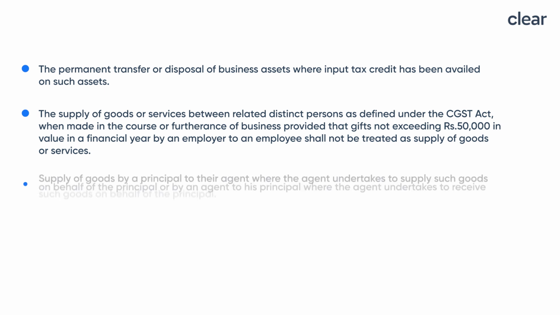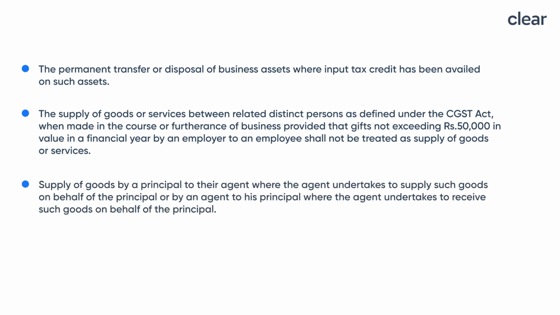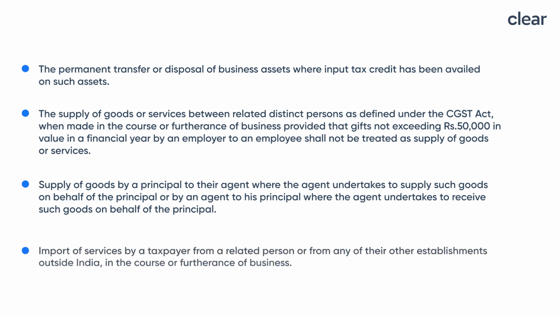Number 3. Supply of goods by a principal to their agent, where the agent undertakes to supply such goods on behalf of the principal, or by any agent to his principal, where the agent undertakes to receive such goods on behalf of the principal. And number 4. Import of services by a taxpayer from a related person or from any of their other establishments outside India in the course or furtherance of business.